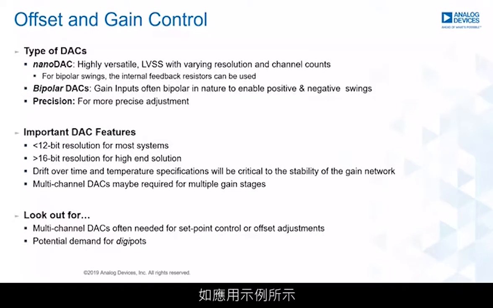As seen in the application examples, there can be more than one DAC function in any signal chain. So there could be set point control, gain and offset adjustments, which mean a multi-channel DAC is often required. Digipots can be used in these applications for varying the resistance in the feedback network.